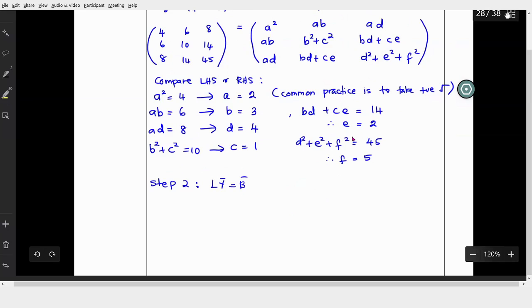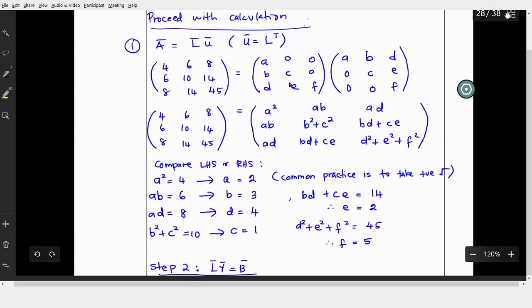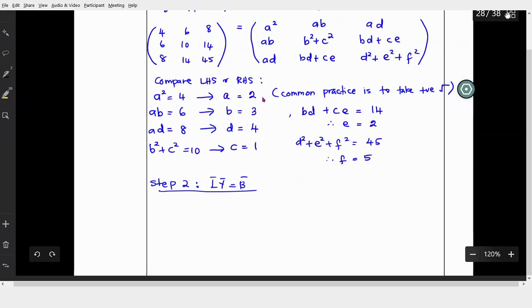Okay, what is L? So look back at your L. So this is L. A, B, C, D, F is your L. Then you put all the values that you have obtained in the first step. So A is 2, 0, 0, B, C is 3, 1, 0, D is 4, E 2, F is 5. Okay, that is your L.